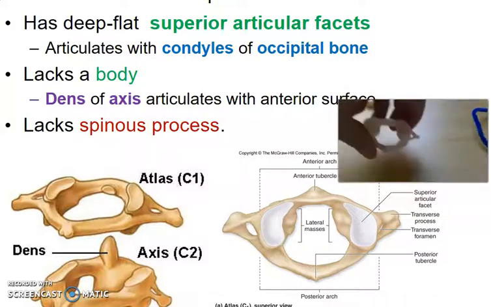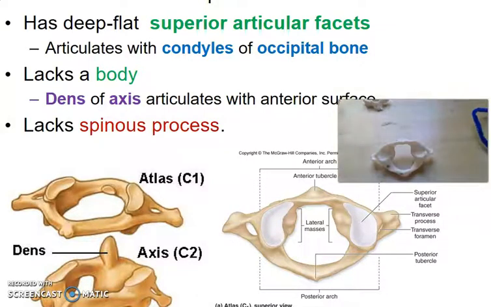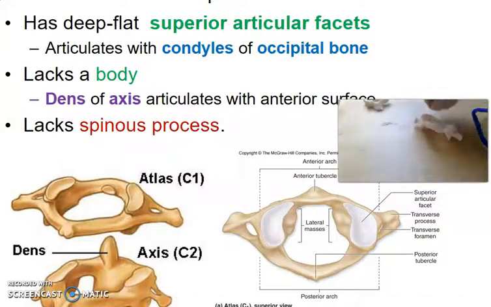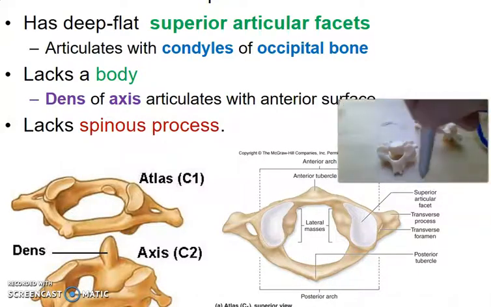The atlas also lacks a posterior spinous process. It has a protuberance right there, technically called a posterior tubercle, but it's not really a true process, unlike all the rest that have a nice pointy spinous process. And that's because no muscle attaches there. On the spinous process of all the rest, we have muscle attachment.